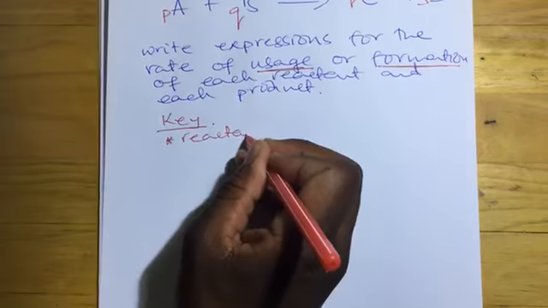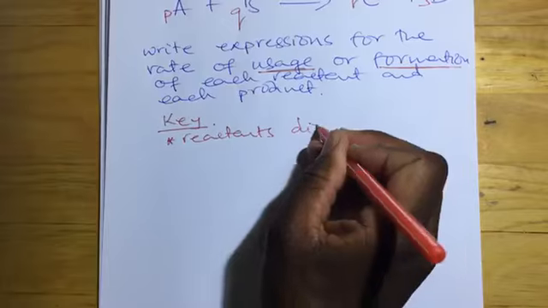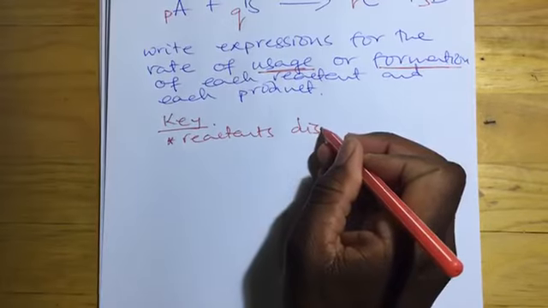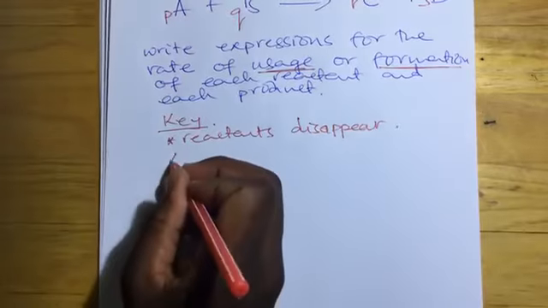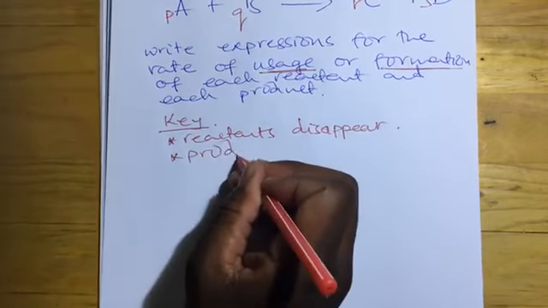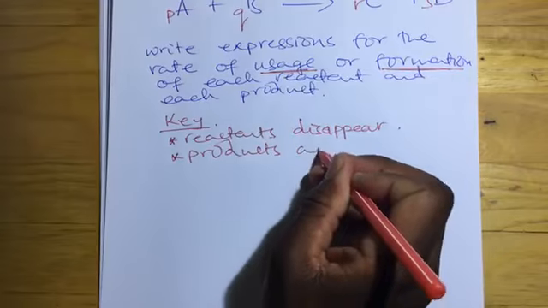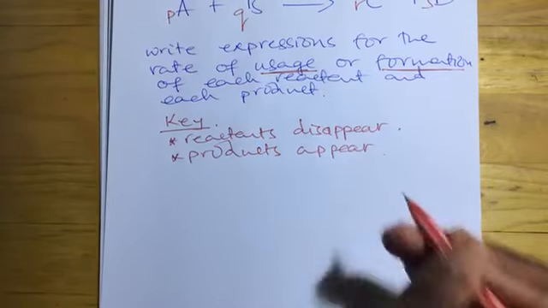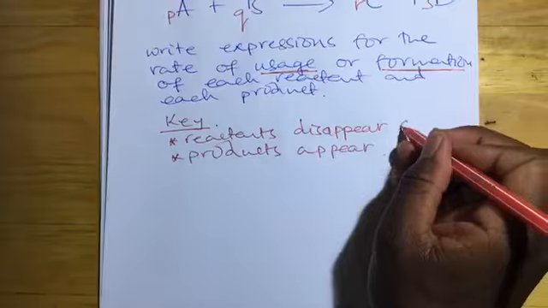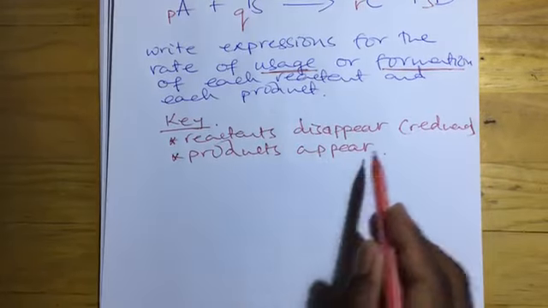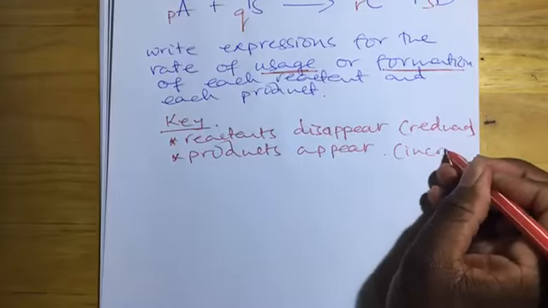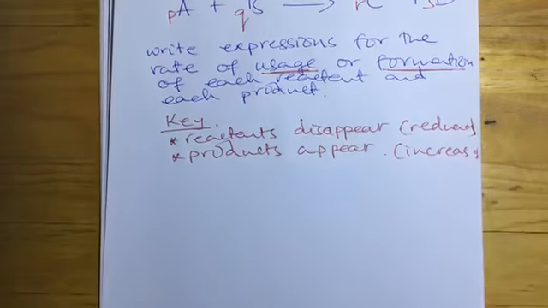Reactants disappear, while products appear. Now, if something is disappearing, then it is reducing in quantity. If something is appearing, then it is increasing in quantity.